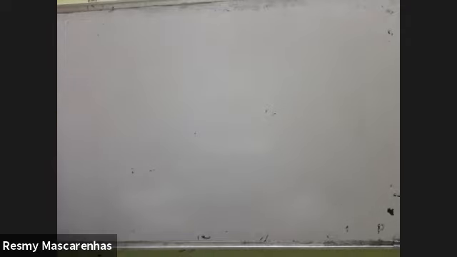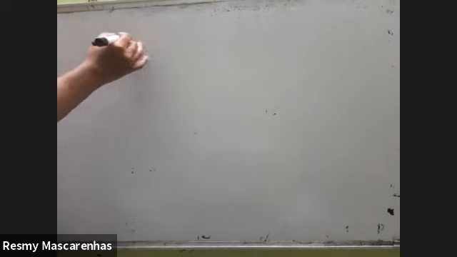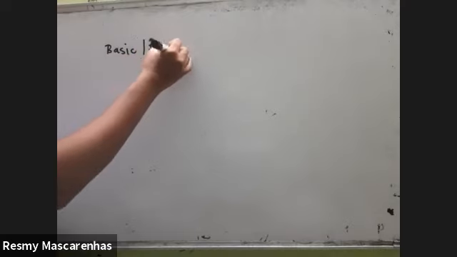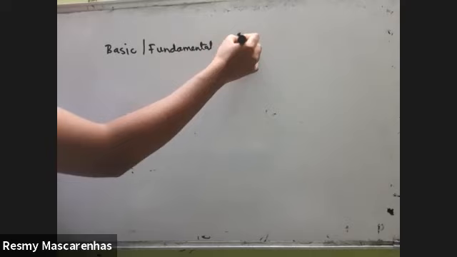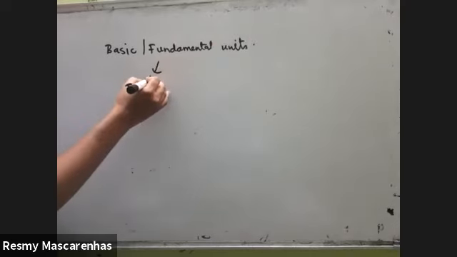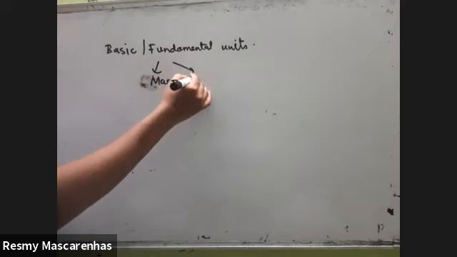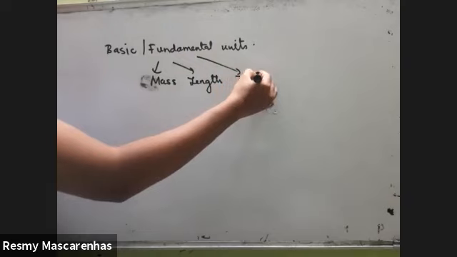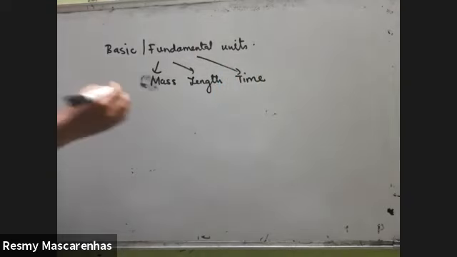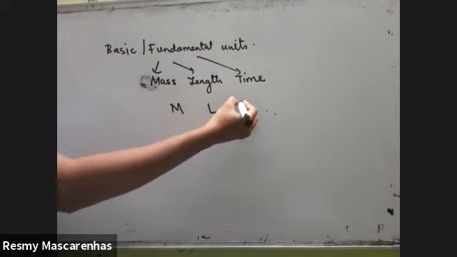So, last class we had studied the basic units or the fundamental units. Those were mass, length, and time. This was for M, L, and T.